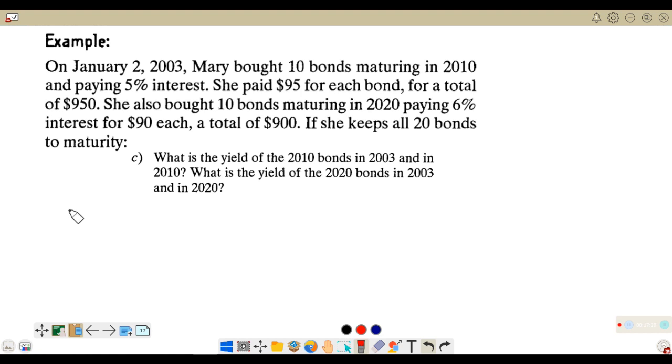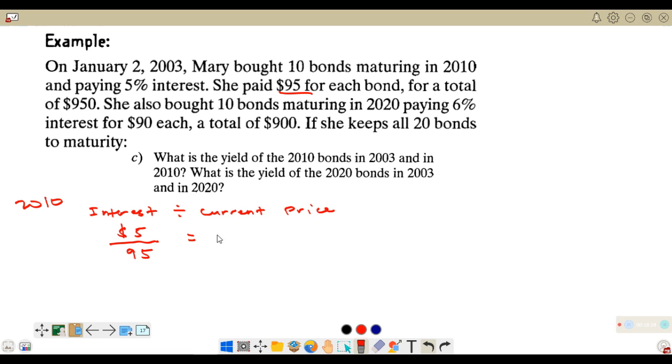In our computation, it should be the interest divided by the current value or current price. In some books, this is given as the interest you earned divided by the present value. So, here, we computed earlier the interest to be $5, not 5%. So, this should be $5 divided by the current price, which for the 2010 bond is 95.